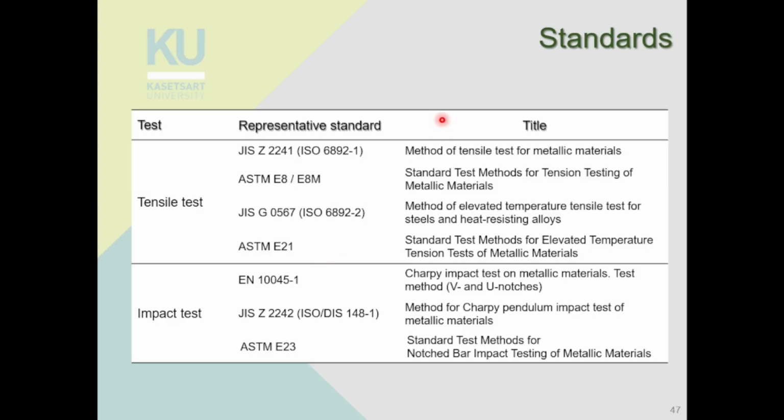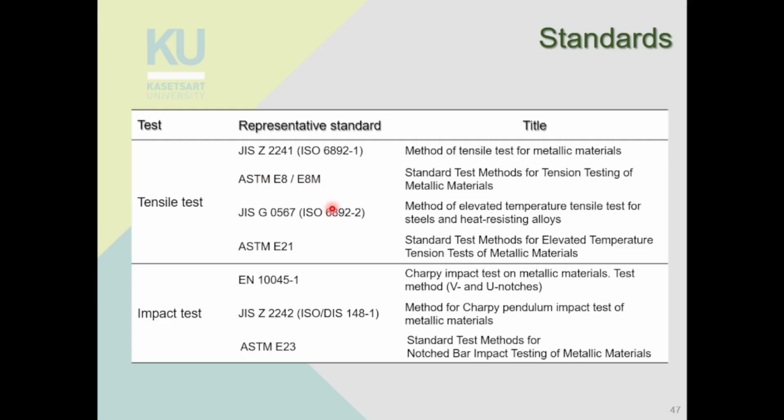Right? But in fact, for all these testing, like tensile testing of material, you have corresponding tests, like basically the same test under different standards. For example, if you're using ASTM standard for tensile testing, you would use ASTM E8, right, for standard test methods for tension testing of metallic materials, right? But there's a corresponding Japanese standard, JIS 2241, which is corresponding to ISO 6892-1, right? Which is method of tensile tests for metallic material. And it will be quite similar. The testing method will be quite similar between the ASTM methods and JIS method.